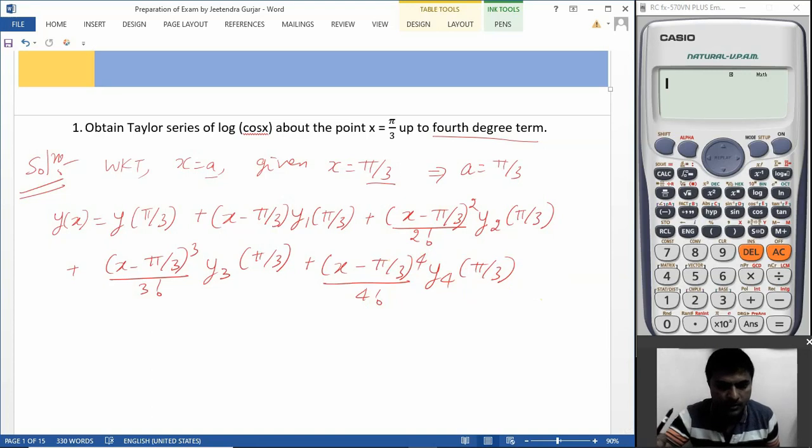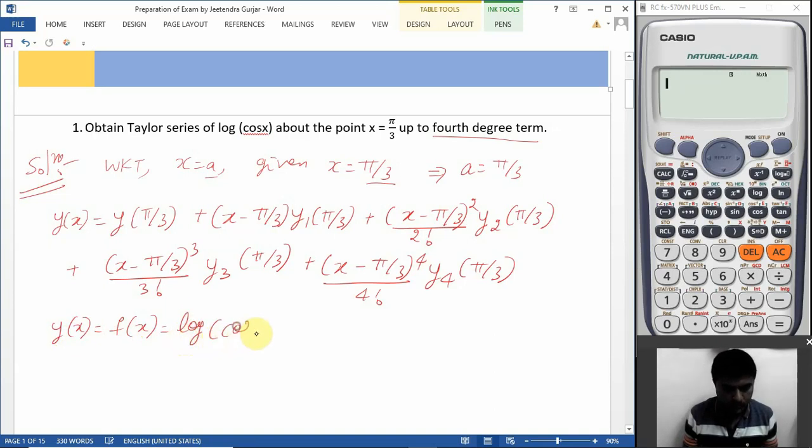So keeping the marks in your mind, you have to write the steps, very very important. Okay, so now I will substitute all the values. I will simplify first. y of x is equal to f of x, which is equal to the given question, that is log of cos x. Is it clear? So one by one I am going to simplify this.